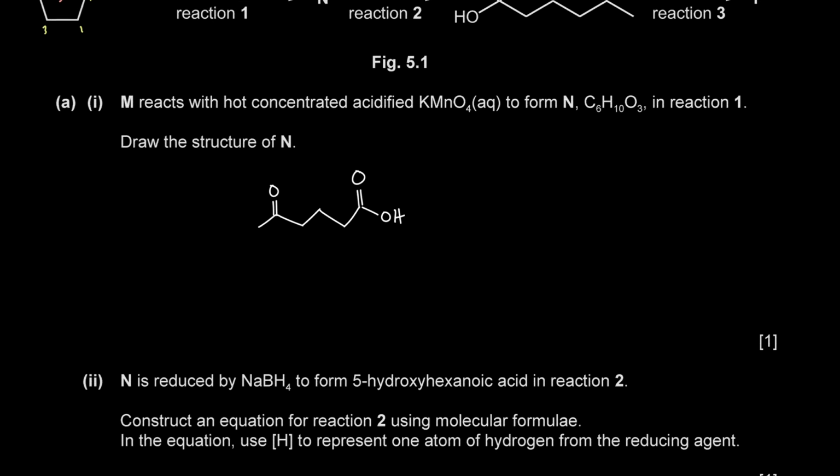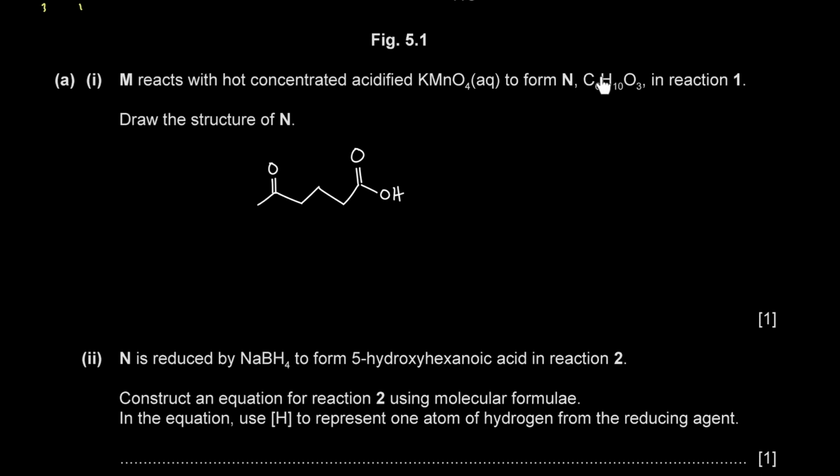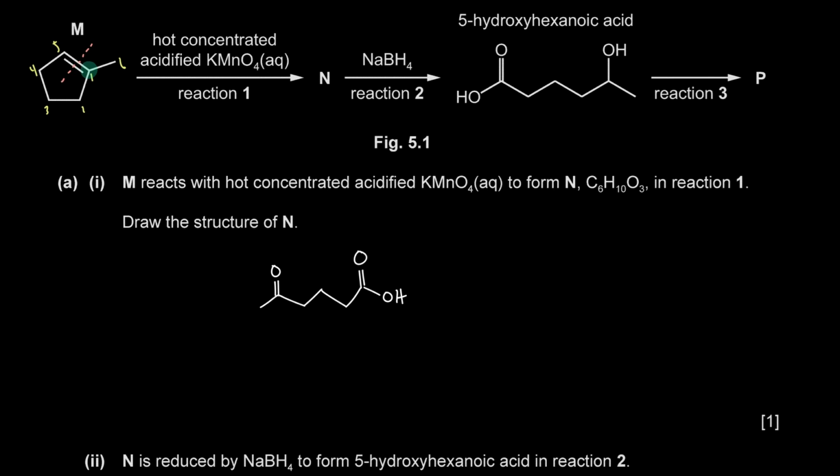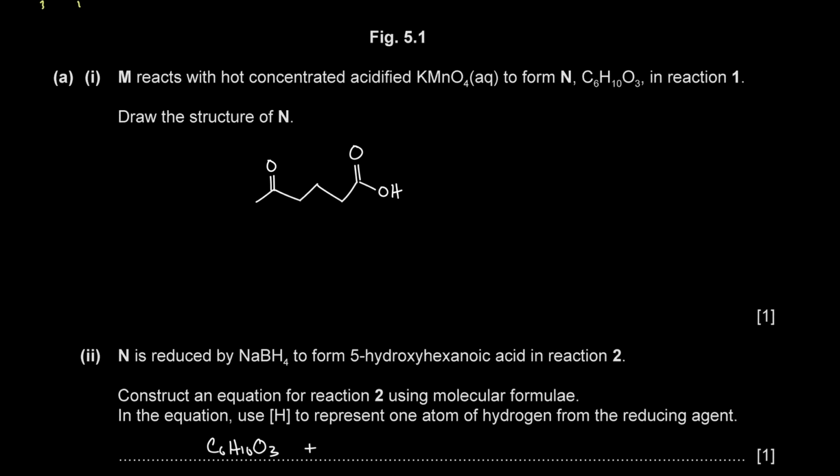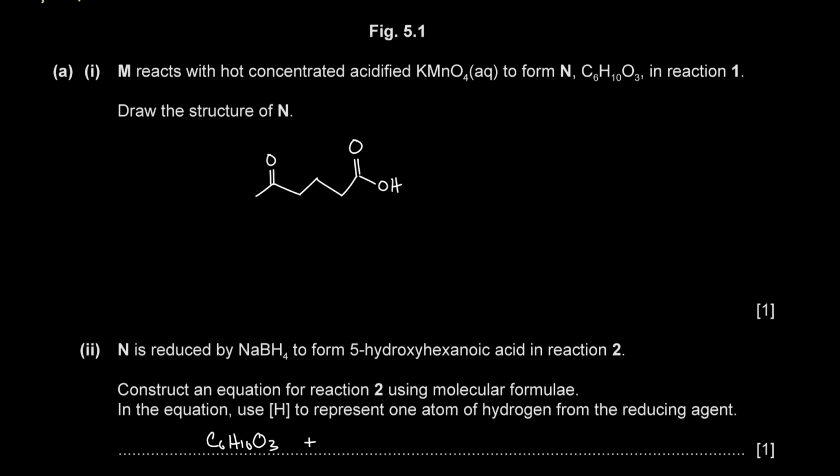So we just have to write the equation for this reduction using molecular formulae. They've given us the molecular formula of compound N, C6H10O3. And over here, the ketone is being reduced to a secondary alcohol. So the CO is becoming a CHOH. So over here, we're just adding two hydrogens. So we have 2H, hydrogen from the reducing agent, and we get C6H12O3.